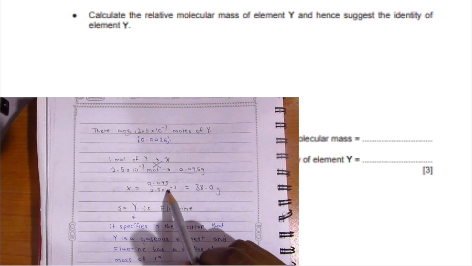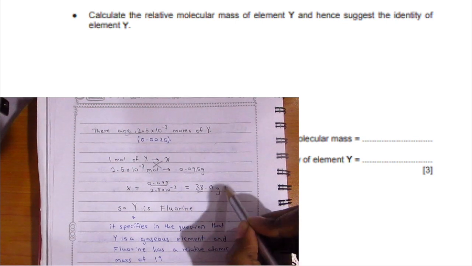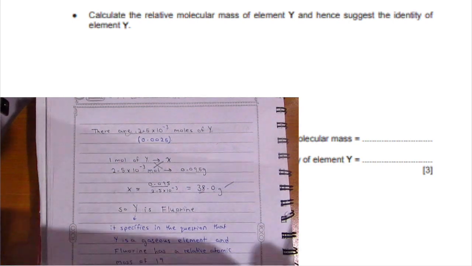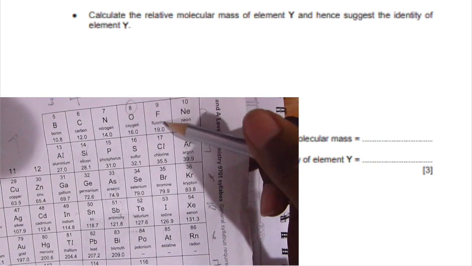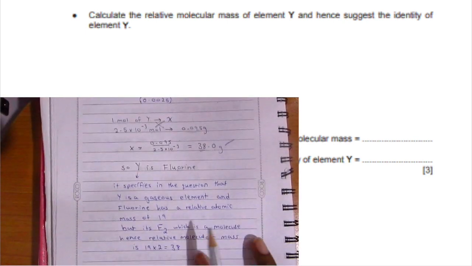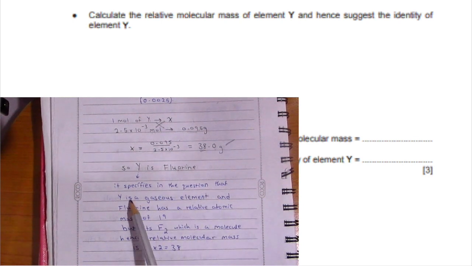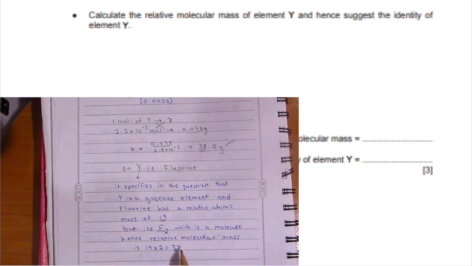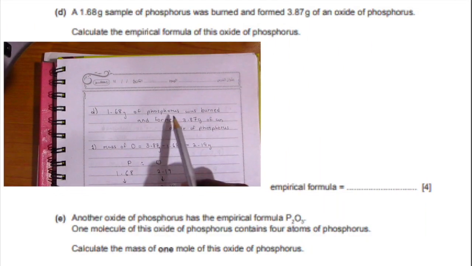So now what we're going to do is look at the periodic table and figure out what the 38 is. Why is it fluorine? Because 38 divided by 2 is 19. It specifies in the question that Y is a gaseous element, right? And fluorine is a gaseous element with a relative atomic mass of 19. But it's written as F2, that's where it's stable, it's a diatomic element. And so 19 times 2 is 38.